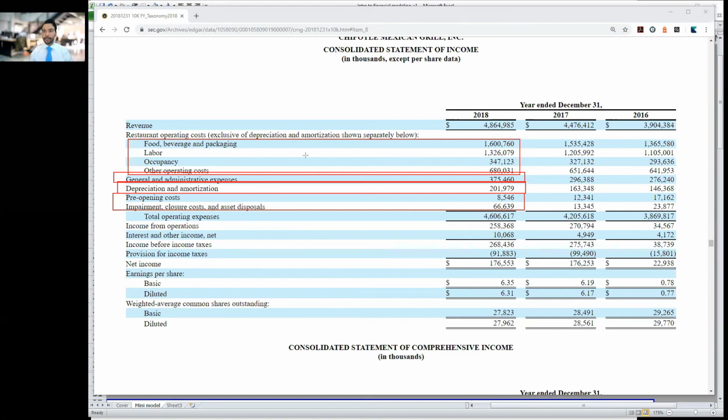We can easily assume and predict that Chipotle food, beverage, and packaging costs will grow at a very constant rate, or would grow in line with revenue, right? So if revenue grows, your food and beverage packaging will also grow. So that's why it will grow as a percentage of revenue. And the reason we do this is because it's already a proven business concept. It's a proven business model.